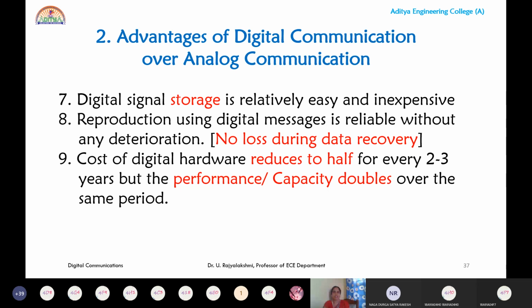So the cost reduces to half over a period of 2 to 3 years, and for the same period, the performance doubles. That is the advantage. Similarly, you can list more advantages, but I have concluded with the important points and covered almost all of them. You can go through the internet and find a few more, but if you group them all, you will get only these 9 to 10 points. These are the advantages of digital communication over analog. Like any other system, it too has some drawbacks. Let us move to the drawbacks.